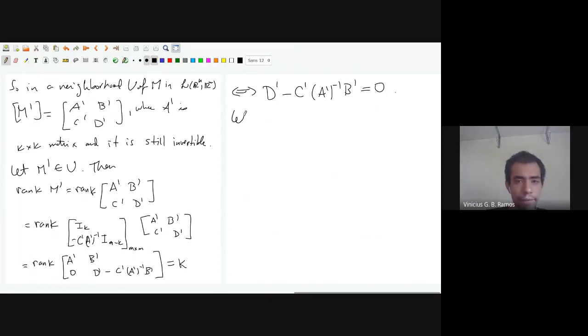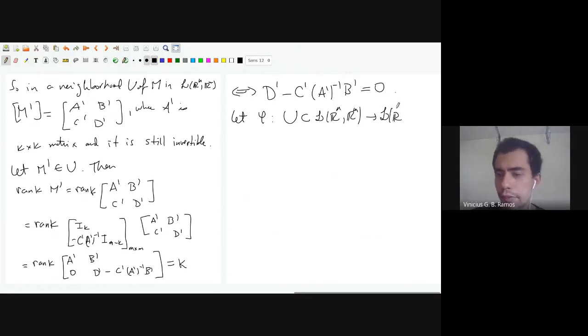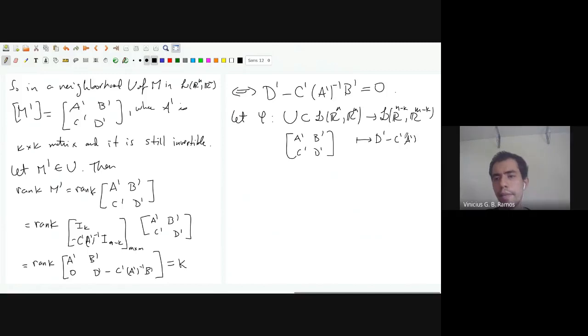So now we can let phi be a map from U to, now I'm going to look at a map that just sends a matrix M prime to this number here. So this is a linear transformation in R^(n-k) to R^(m-k). It takes a matrix A prime, B prime, C prime, D prime in the appropriate basis and takes it to D prime minus C prime A prime inverse B prime. Remember that because I'm in U, I can assume that A prime is invertible. So this expression makes sense.